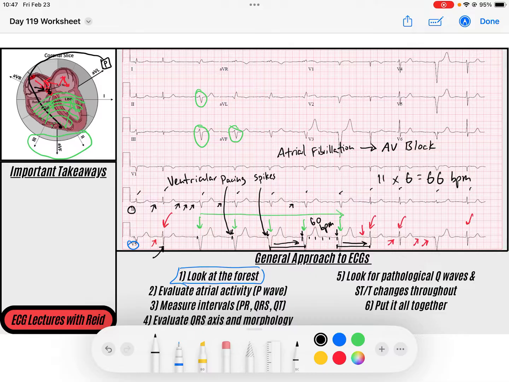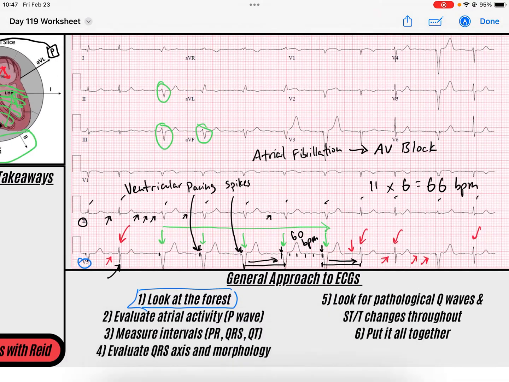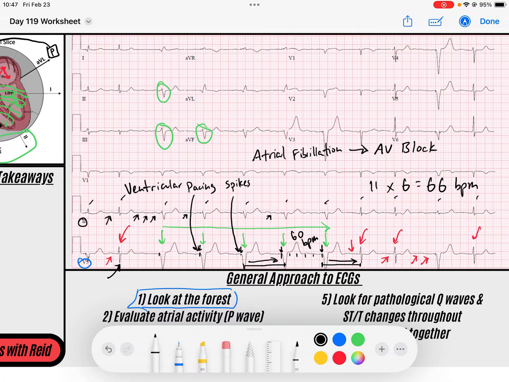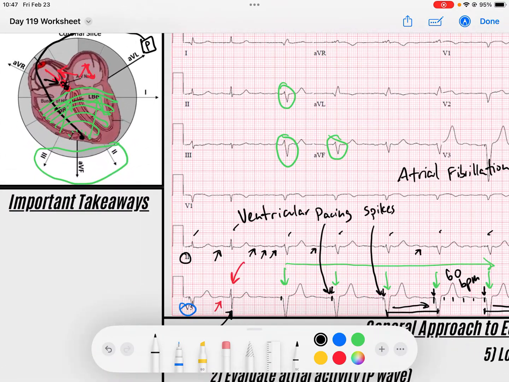And so what's actually happening here is this person is in AFib, and their ventricular pacing wire is set to beat every 1 second, right? So it's set to beat every 1 second. How do I know it's every 1 second?